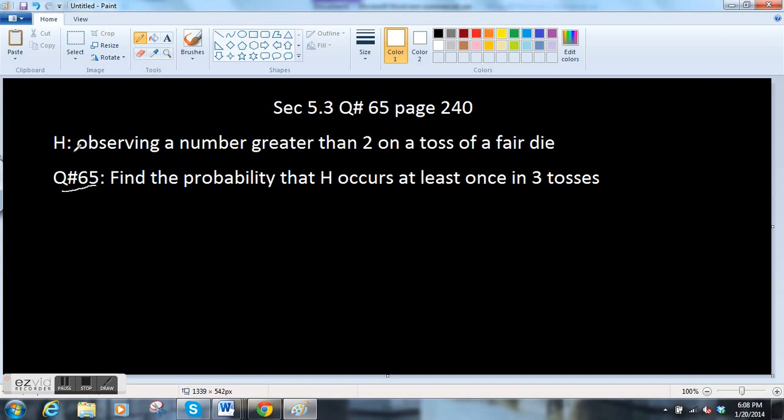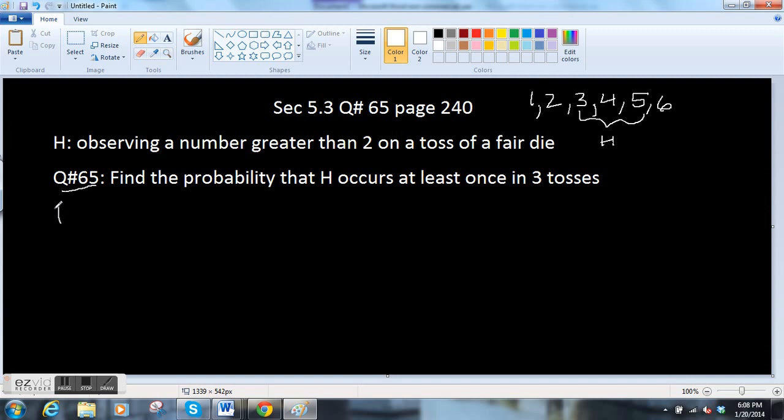H is the event observing a number greater than 2 on a toss of a fair die. So already the wording of this problem is a little confusing, but you want to think, okay, here's a fair die. I could get 1, 2, 3, 4, 5, or 6. These are the outcomes I could get. And H is observing a number greater than 2. So all these things are considered H. Fine. All right, whatever. You don't care. Find the probability that H occurs at least once in 3 tosses.